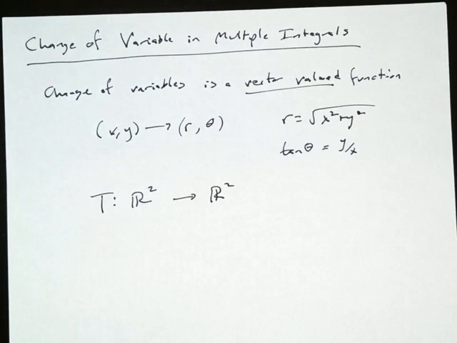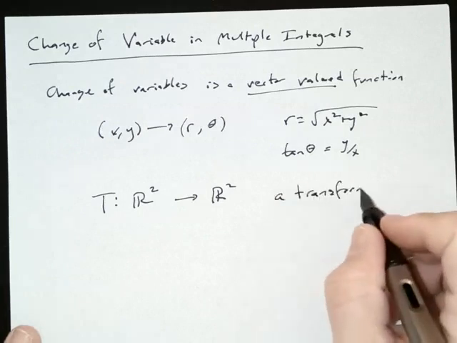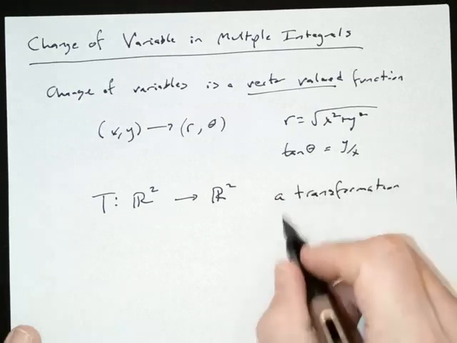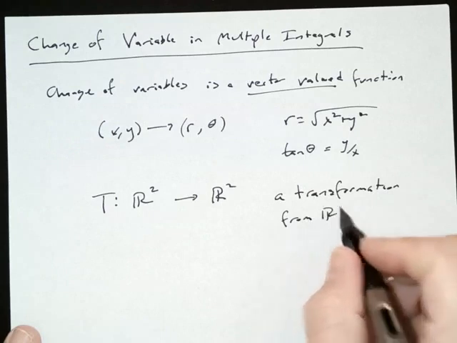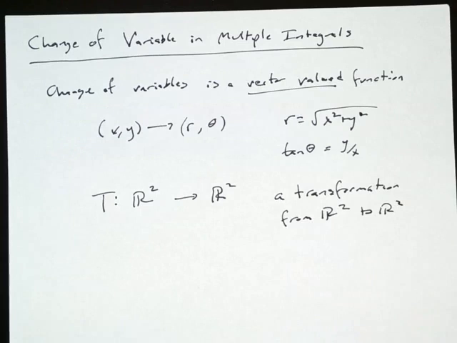So rather than like back in chapter 13, where we had a function that took in a single variable and put out a vector valued function, I now have a function that takes in a vector and puts out a vector. So I kind of call this a transformation.